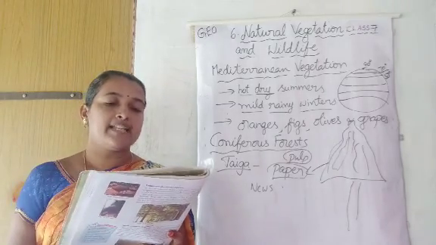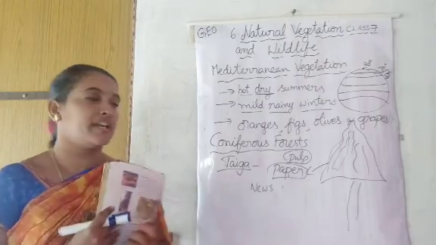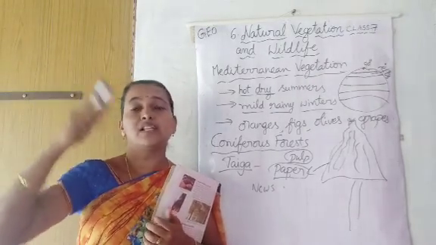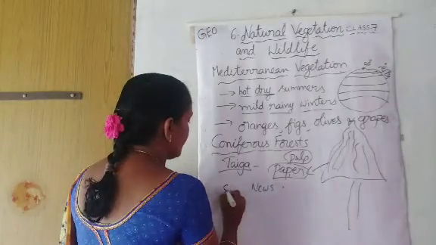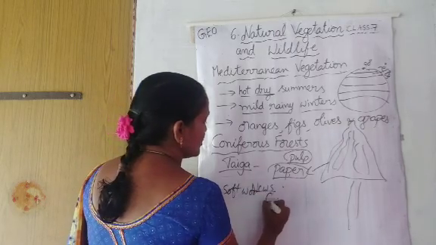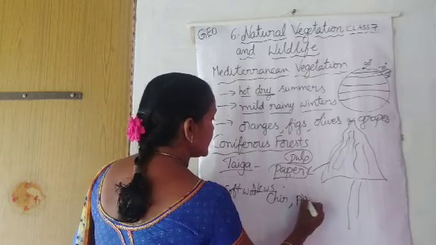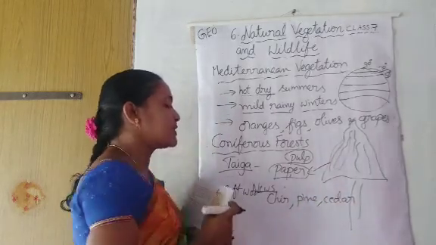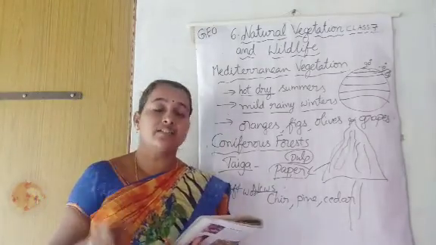Chir, pine, cedar are the important varieties of trees in these forests. Rosewood, mahogany, ebony are all hardwood trees. Here, what are the examples for these softwood trees? They are chir, pine and cedar. Chir, pine and cedar are the types of trees which we can find in these coniferous forests or taigas.